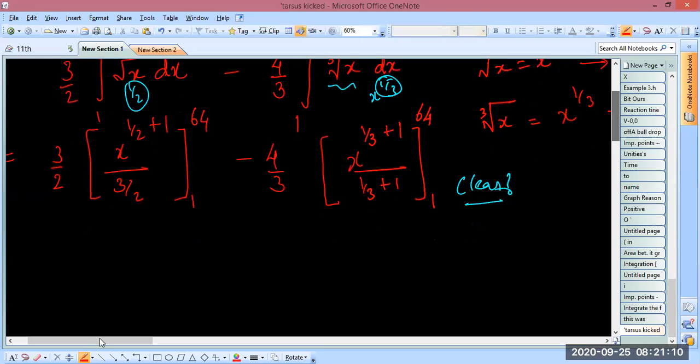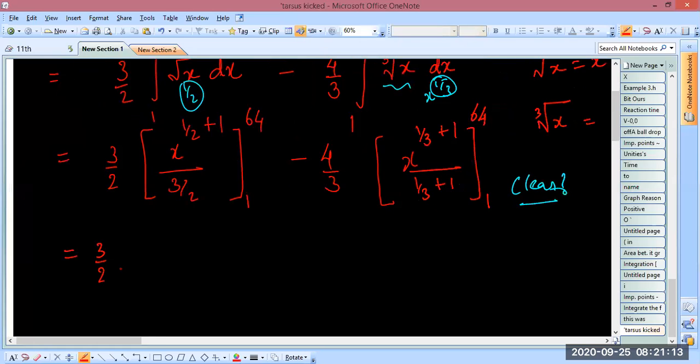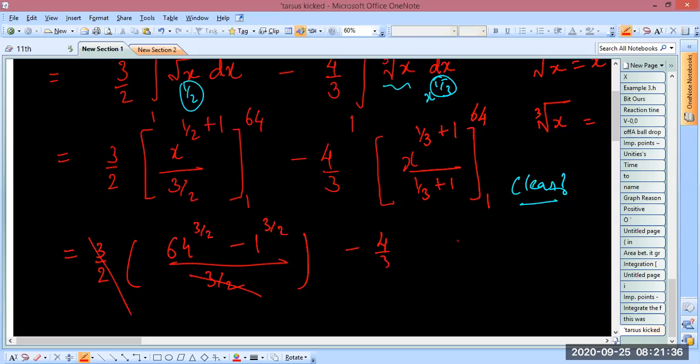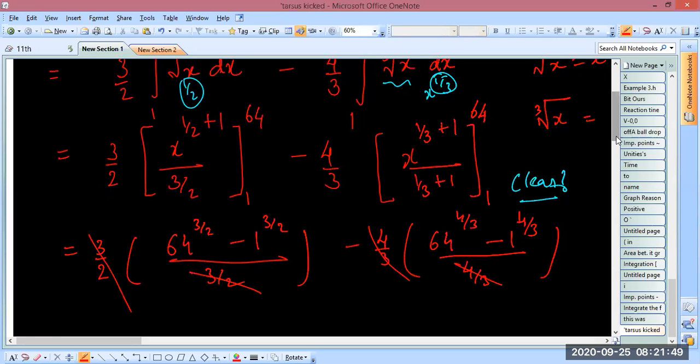Okay. So this is equal to 3 by 2, right? And you know why I've given this 3 by 2 here? So that this 3 by 2 and this 3 by 2 will get cancelled. Right? So don't try to do anything fancy. Minus 4 by 3 over here: 64 raised to 4 by 3 minus 1 raised to 4 by 3 upon 4 by 3. Right? So finally, we have got this.